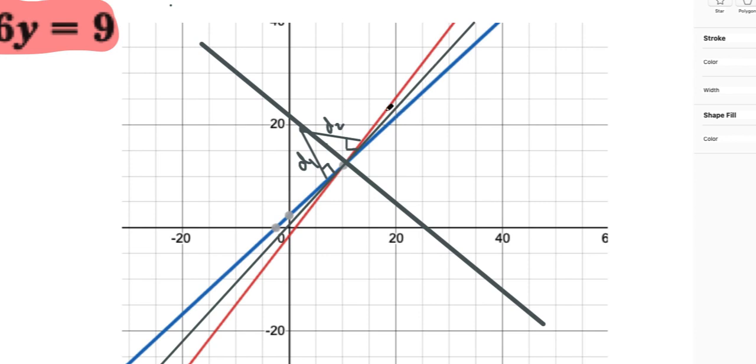If this gray line is the bisector of the angle created by these two lines, then I'm going to choose a better point. Let's choose a point here, and then we'll talk about the perpendicular distance from these lines, which I'll refer to as D3 and D4. The lengths of D3 and D4 should be equal.